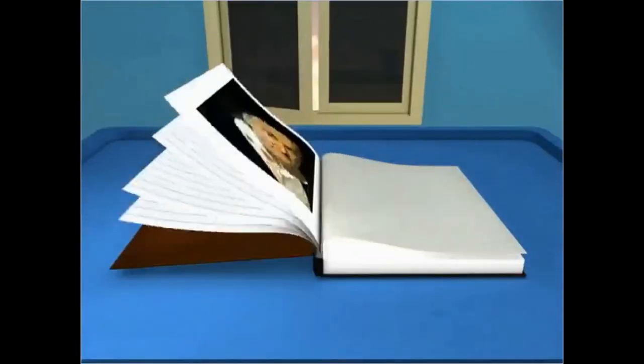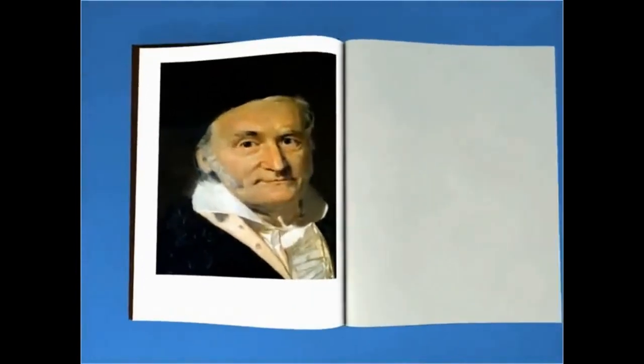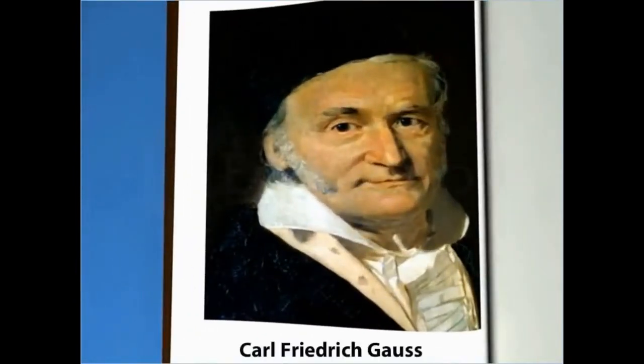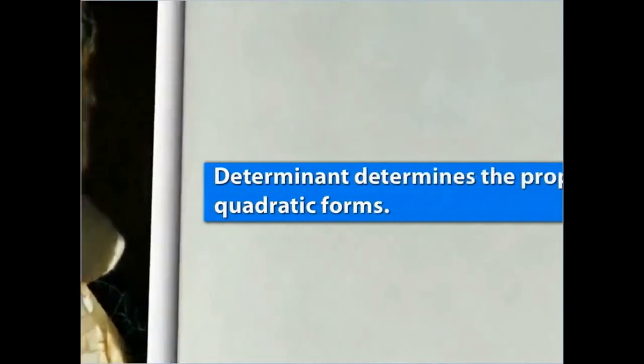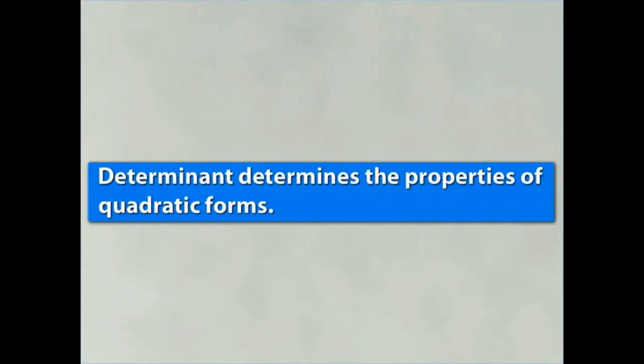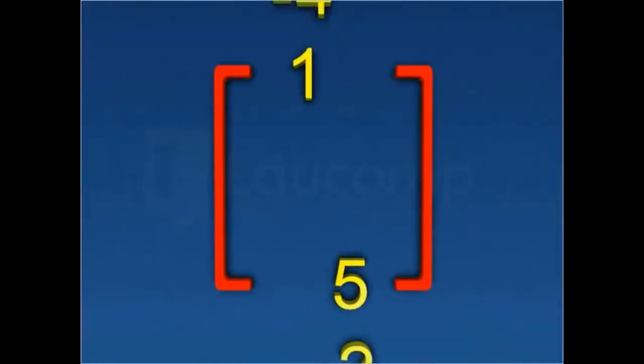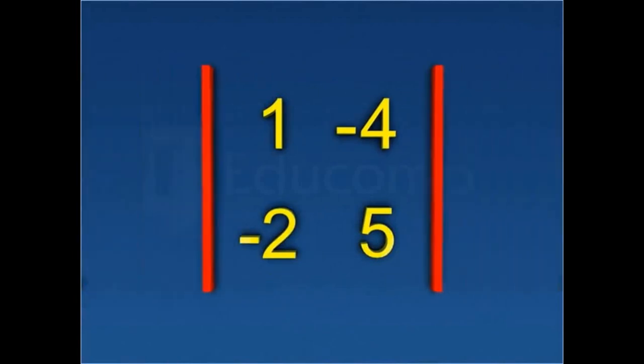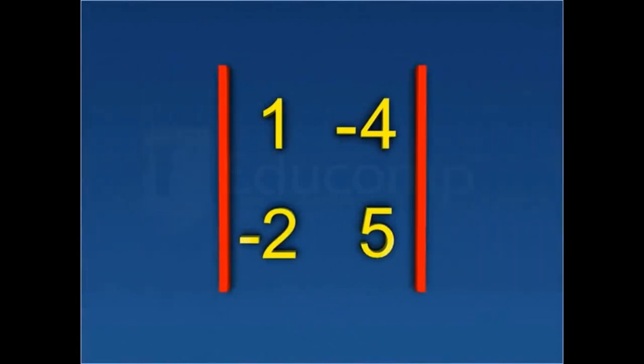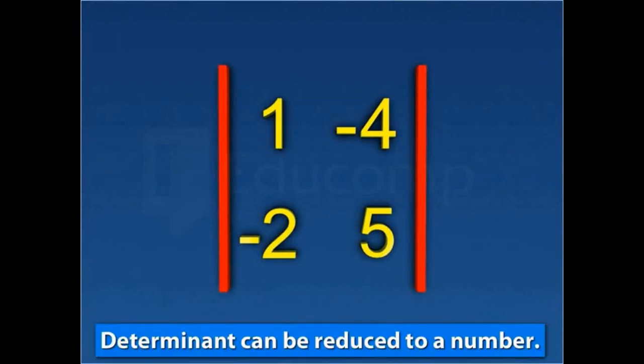The term determinant was introduced by the mathematician Carl Friedrich Gauss. It was named so because it determines the properties of quadratic forms. A determinant is associated with every square matrix. Unlike a matrix, it can be reduced to a number. Let us see how.